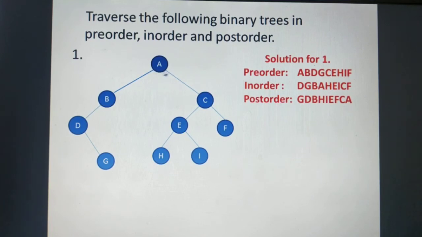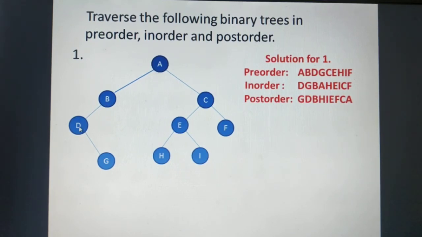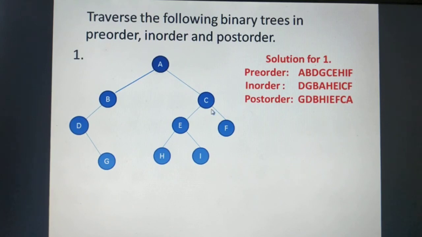So first we start from A, then we go to B. The sequence is root, so we print B, then it is left, so we print D, then it is right, so we print G. Now we finish this part of the tree. Next we go to the right side of the tree. Here also we apply the pre-order traversal. It says root first, so we print C followed by left, that is E.